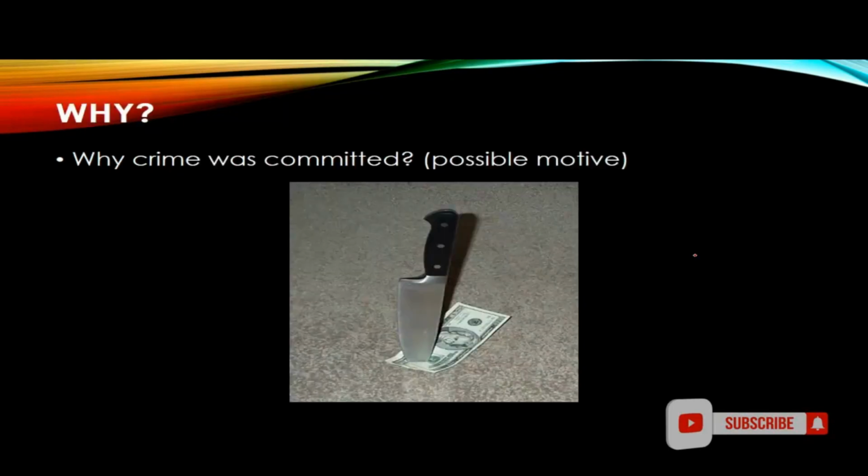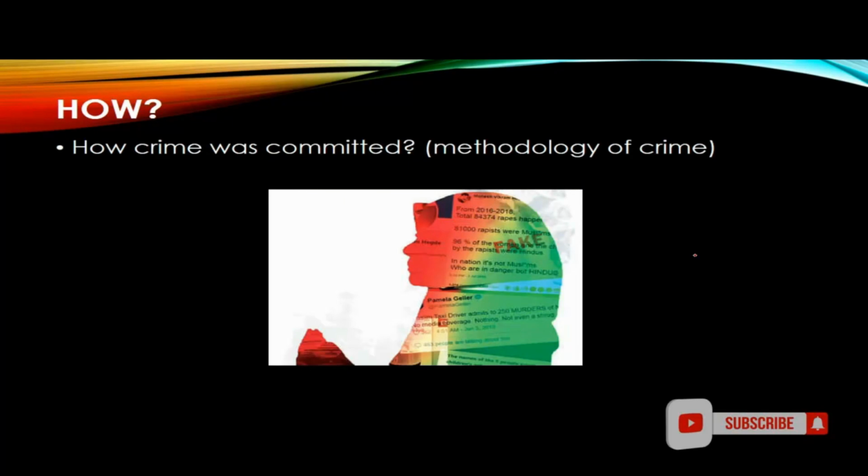Then the question comes, what was the possible motive behind the crime? Why was the crime committed? Either it was for money, property, or anything else. The last element of criminal investigation is how the crime was committed. What was the methodology of the crime? How did it happen? How did it unravel over time?